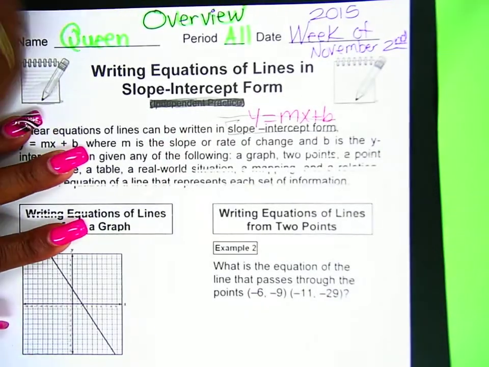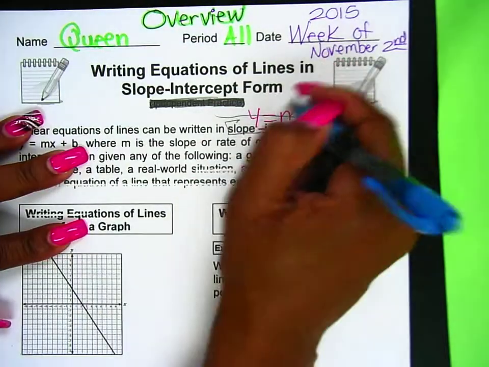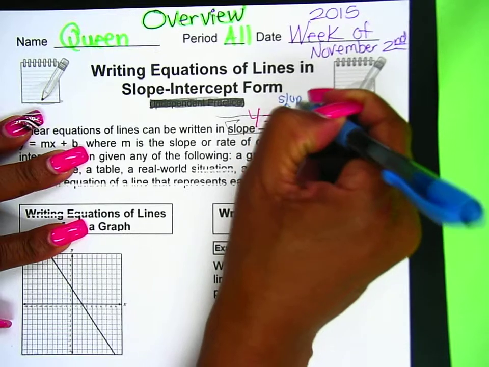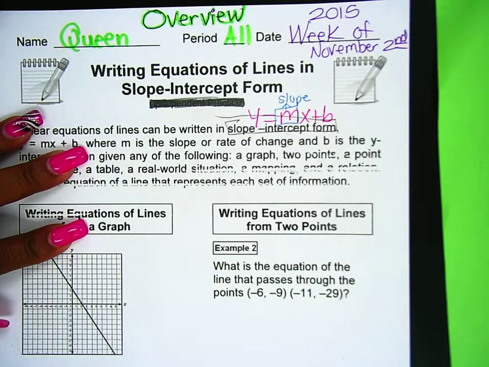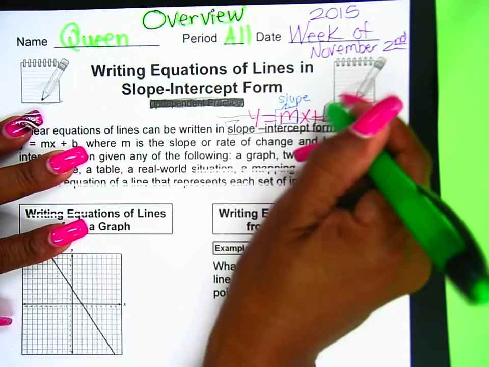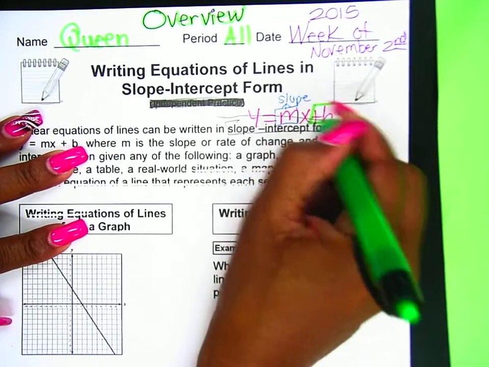What is the m? Right, m is your slope. How about the b? There you go. That is your y-intercept.